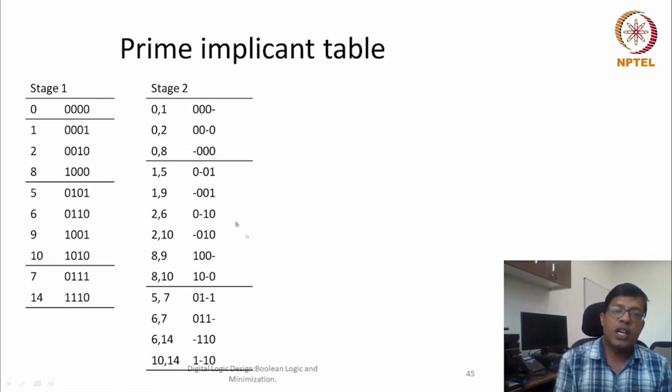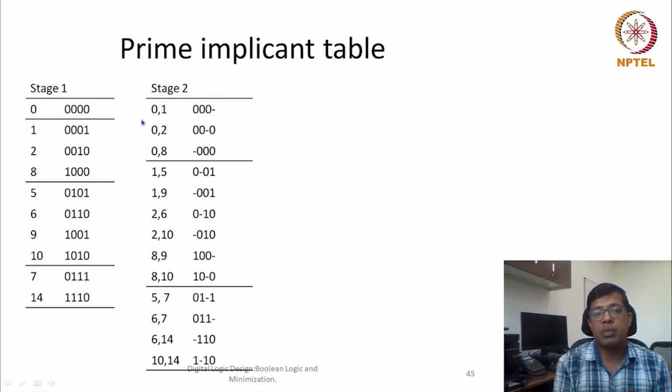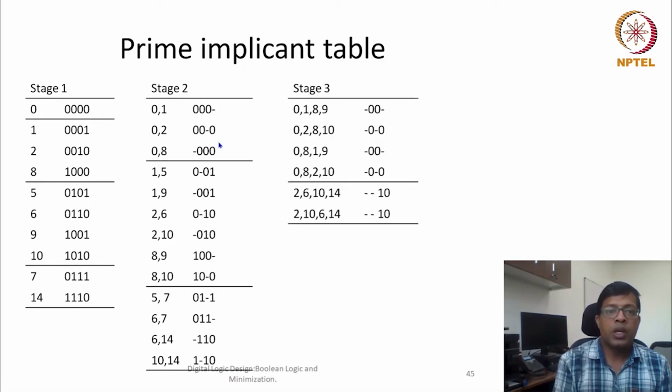So in stage 3, we again compare whatever pairs of minterms or implicants we get in this group with the implicants we have in the second group, the zeroth group and first group. So now we are comparing 0 1, all the pairs of this group with all the pairs of this group.